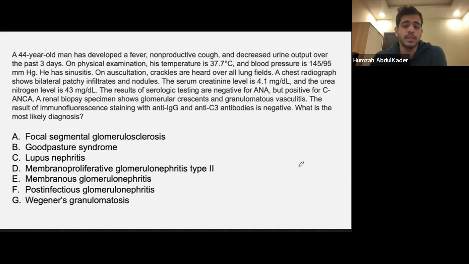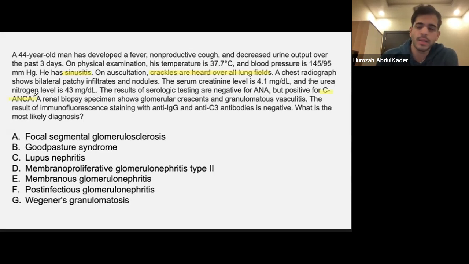You guys are saying that it is G, Wegener's granulomatosis. Now, why are you saying this? Because first of all, they mentioned some symptoms of Wegener's: sinusitis, lung involvement as well, and kidney involvement. But also they mentioned here that it is C-ANCA, and C-ANCA automatically should point you towards Wegener's.